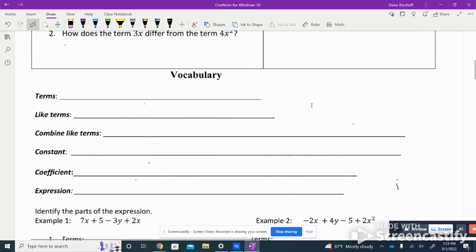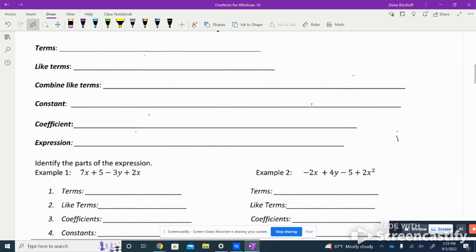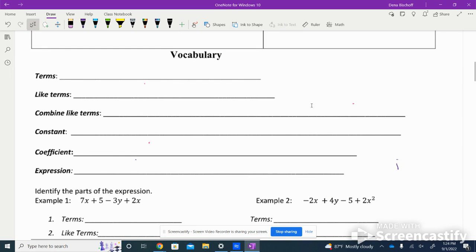So now we're going to do some vocabulary terms, and this is important. You have to know what these terms are because you will probably see them on a quiz. Okay.